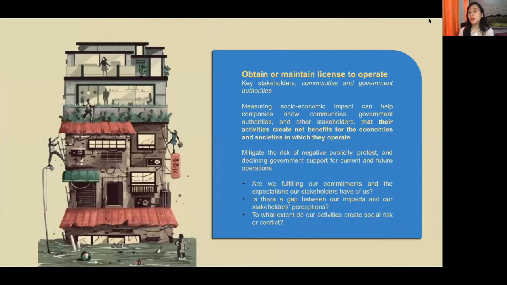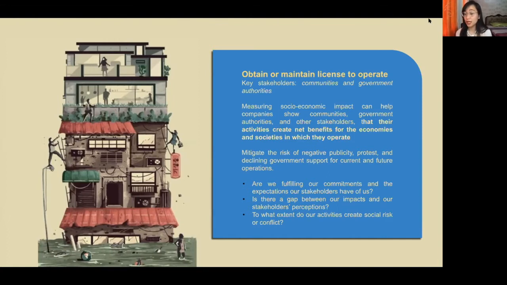Okay. First one is obtaining or maintaining license to operate. Now, part of the key stakeholders that we have right here are the community and the government authorities. Bakit sila yung key stakeholders? Okay. When we talk about stakeholders, okay, that is anyone that is affected with that particular decision, with that particular action.